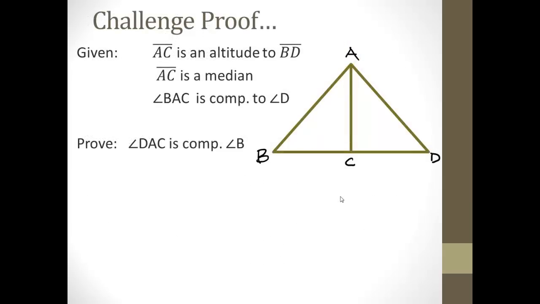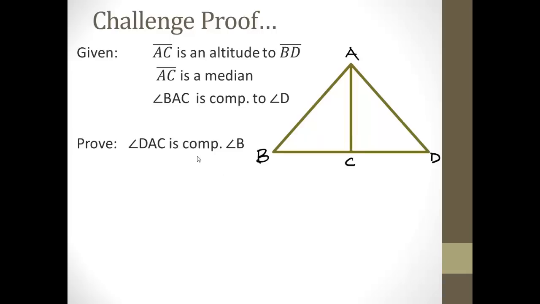Okay, so finally, I'm going to give you guys a bit of a challenge proof that includes altitude and median. So we're given that AC is an altitude to BD. We're also given that AC is a median. And we also have that angle BAC, so that's this one right here, is complementary to angle D. We need to prove that angle DAC is complementary to angle B.